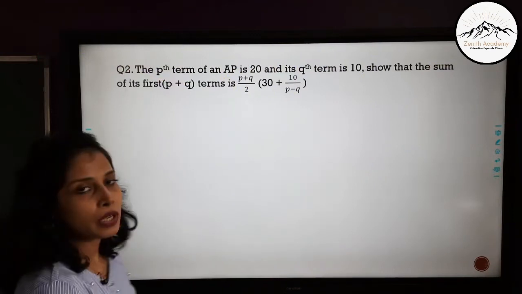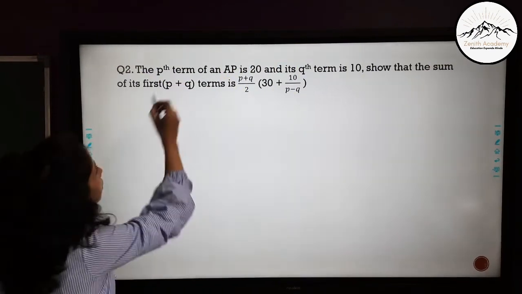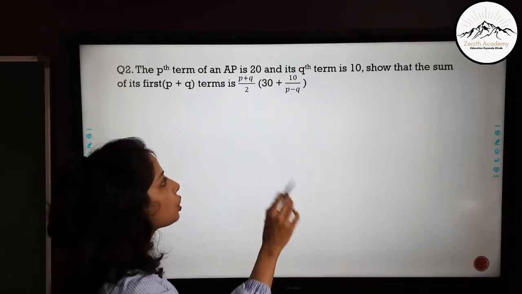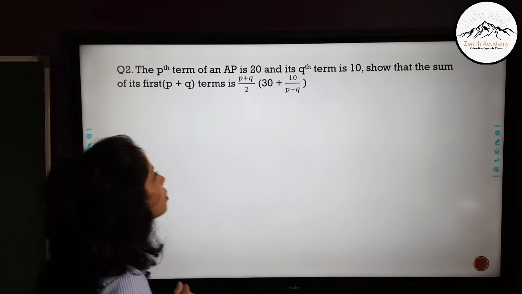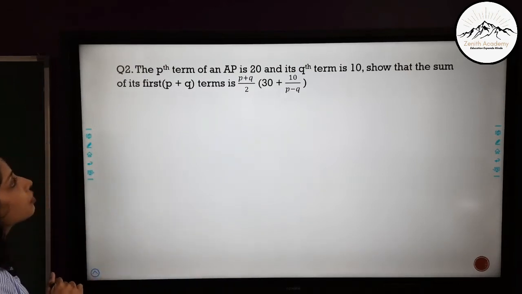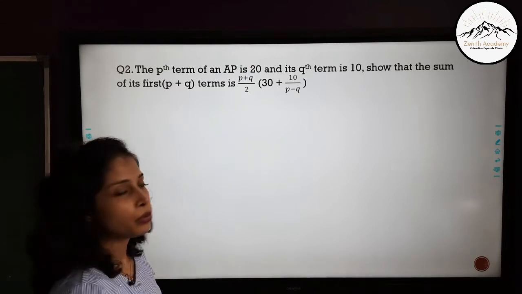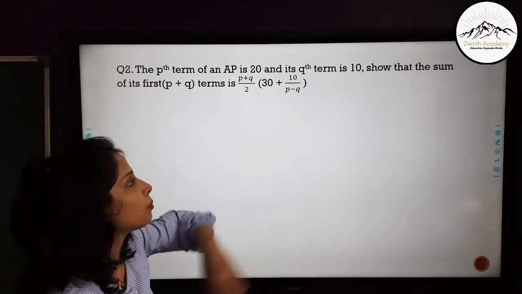Now this question is a very tricky question. The pth term of an AP is 20 and its qth term is 10. Show that the sum of its first p plus q terms is p plus q by 2 into 30 plus 10 upon p minus q.